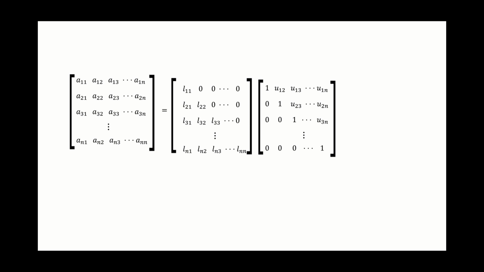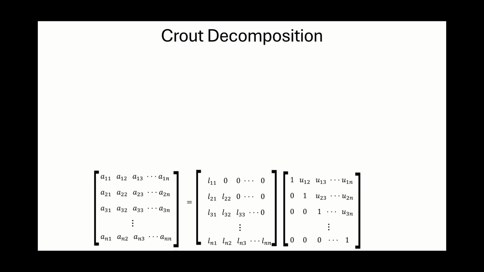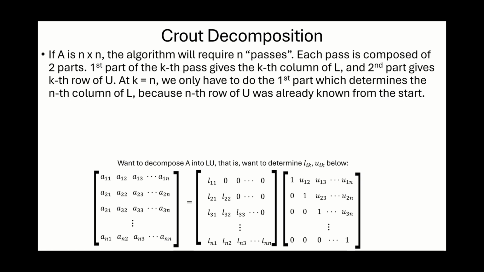Before we look at the specifics of the algorithm for Crout decomposition, let's do a high-level overview of how this algorithm works. If our matrix is n by n, our algorithm will require n passes, where each pass is made up of two parts. The first part of the kth pass will give the kth column of L, and the second part of the kth pass will give the kth row of U. On the last pass, we only have to do the first part to determine the nth column of L, because the nth row of U is already known from the start.